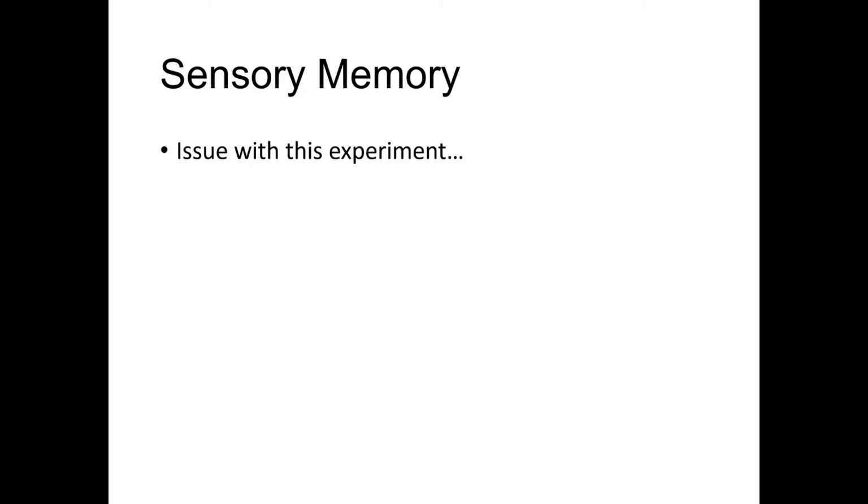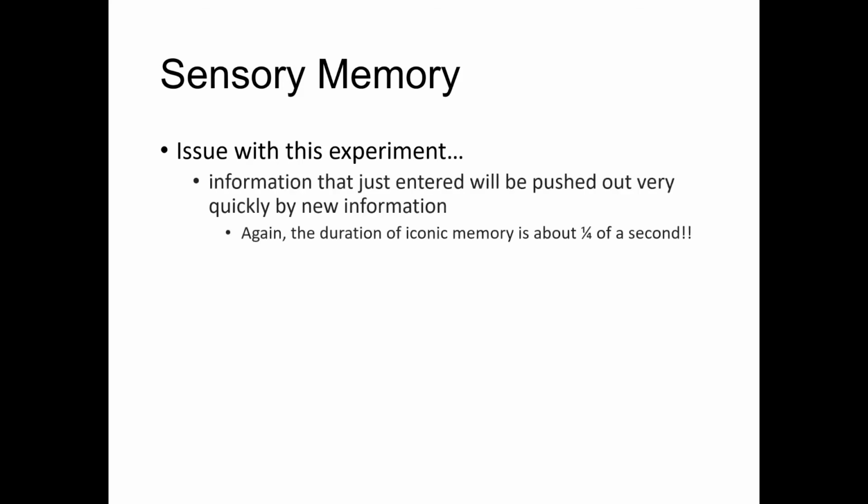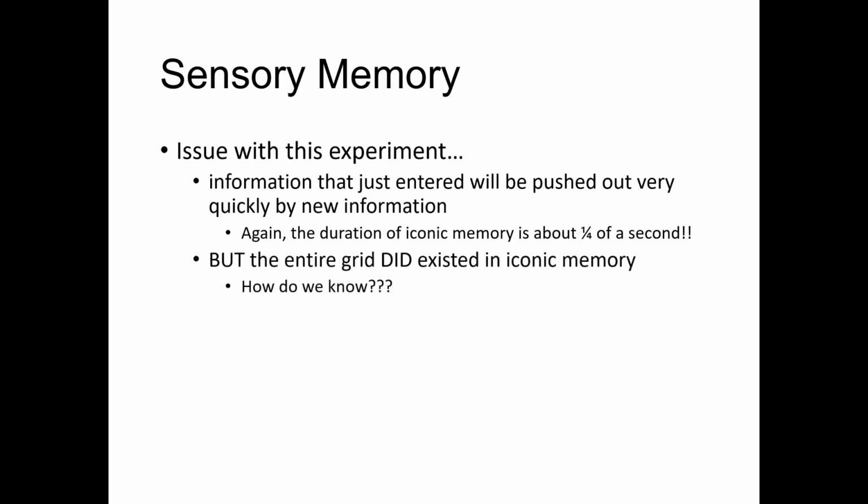So one issue with this method is that considering that our iconic memory only lasts 1/4 of a second, as you're saying the letters you saw or even listening to my question of how many letters you remembered, you probably have forgotten a lot of the letters that were originally in your iconic memory. But a researcher would say that all 9 letters did exist in your iconic memory. But how do we know?